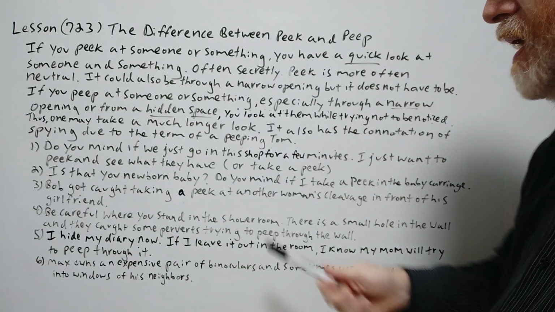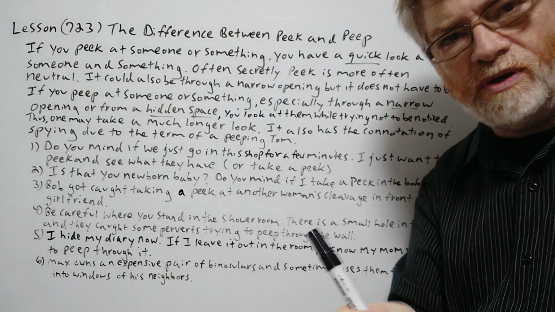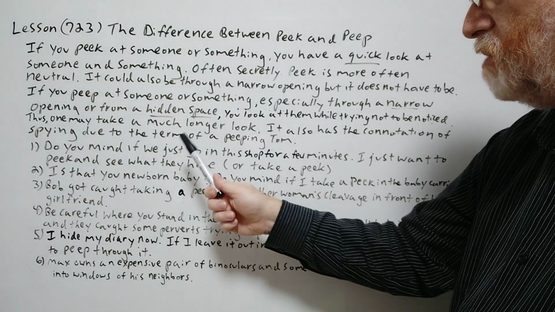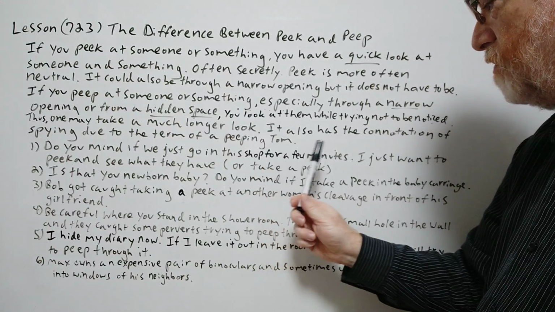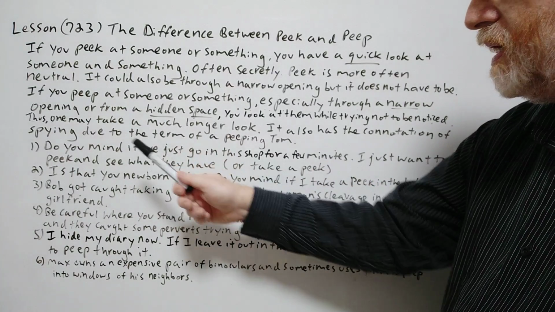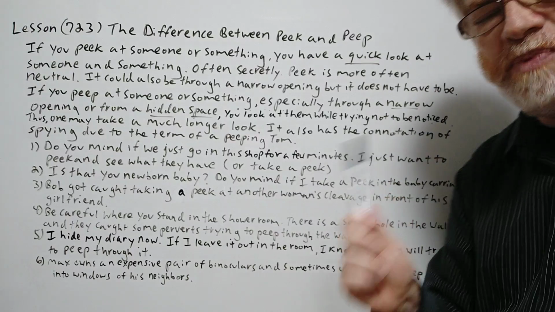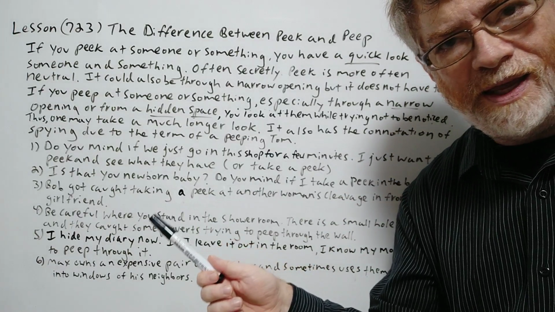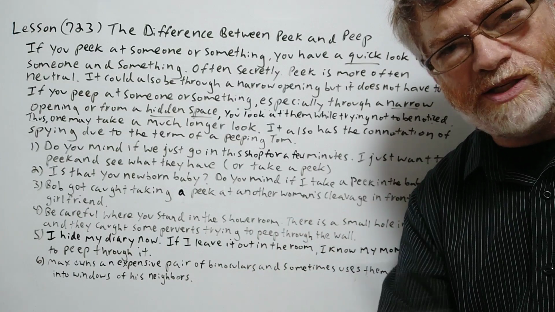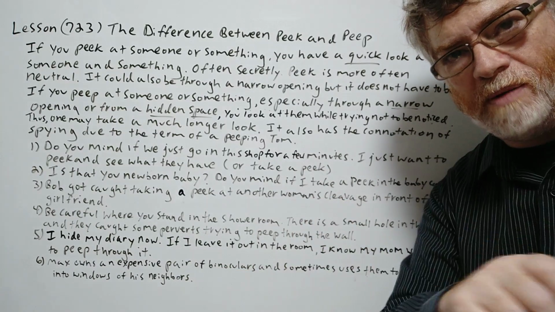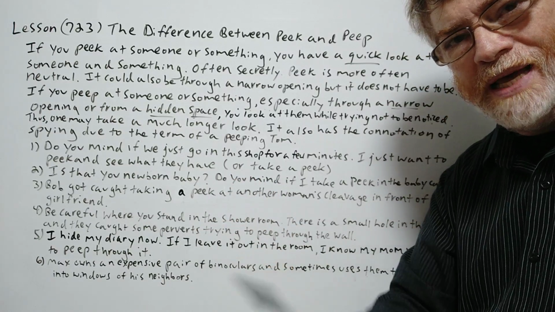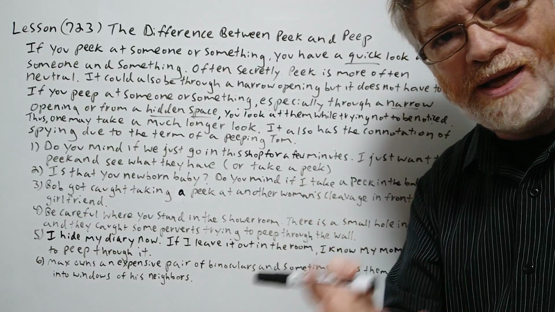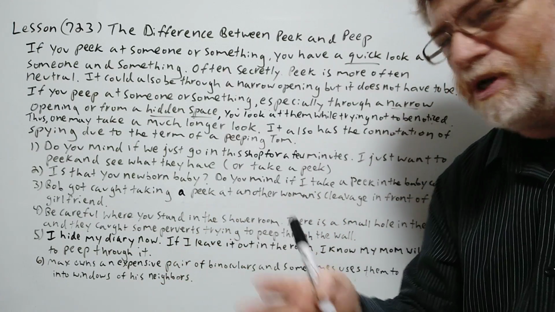All right, let's continue. We've got 6 examples so you get a better feel of when we're more likely to use one than the other. All right, here's the first one. Do you mind if we just go in the shop for a few minutes? I just want to peek and see what they have, or take a peek and see what they have. This one, peek, is more likely. The emphasis is really on quick. There's nothing hidden about this, though. They're asking the person if they want to go. So again, peep doesn't really apply so much here.